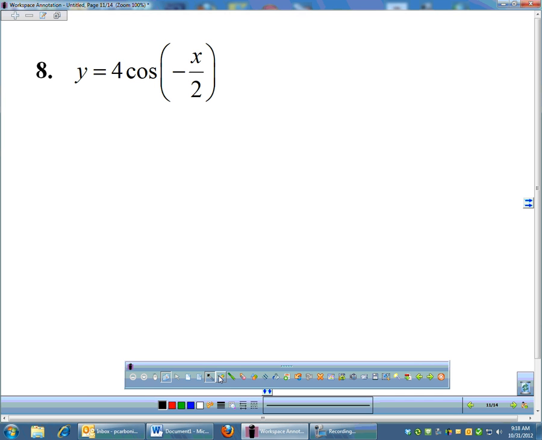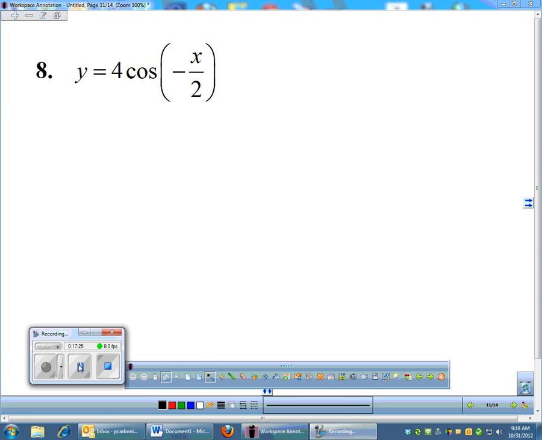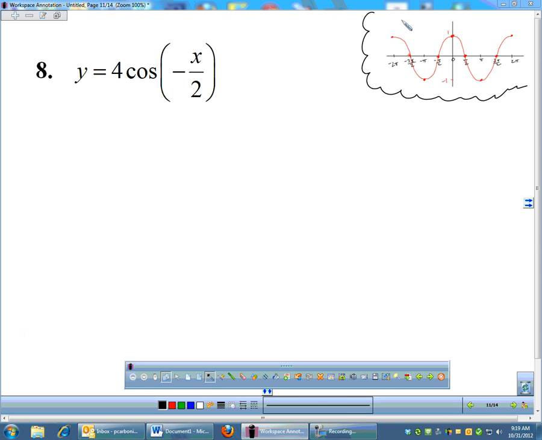Okay, I'm going to pull in my graph of cosine x so I can think about what it looks like. So there's y equals cosine x. And I'm going to identify my period and my amplitude. Well, amplitude is easy. Amplitude is just going to be 4. So instead of going up to 1, this graph is going to go up to 4.